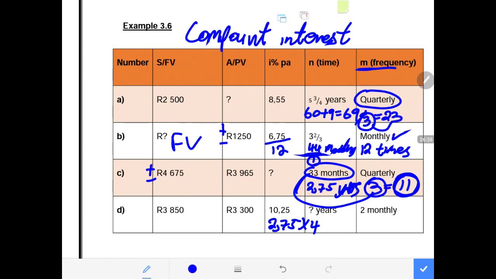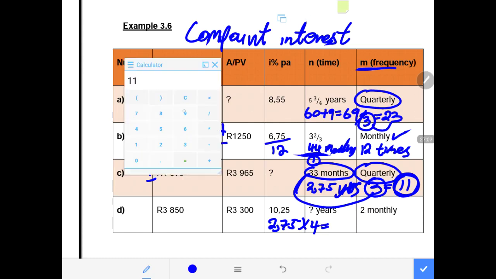2.75 times 4. If you have the figure as the number of years, you multiply by the number of compounds in a year. If the interest is compounded quarterly, that means we are compounding it 4 times a year. So now you multiply 2.75 by 4, and we get how much? 11.